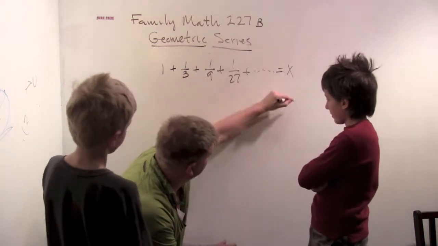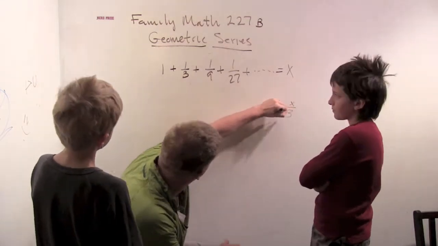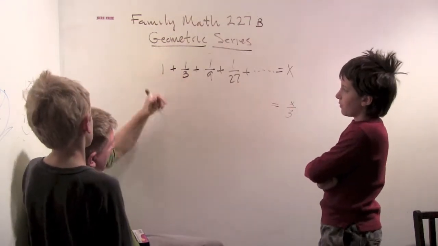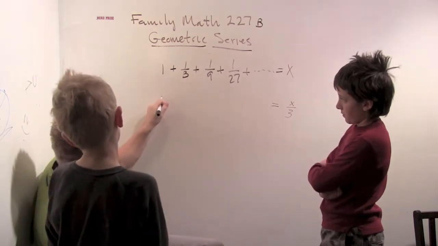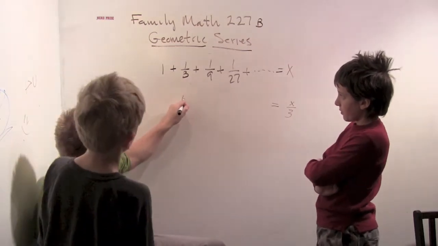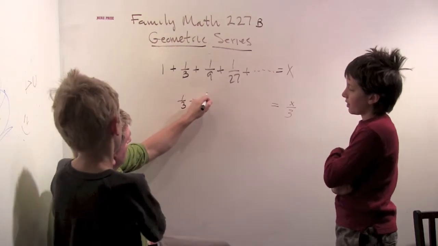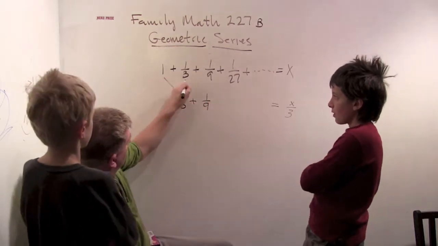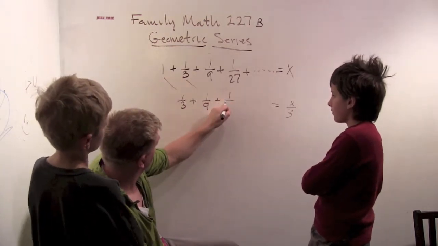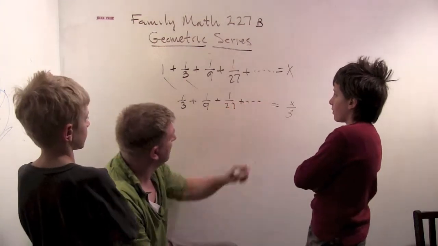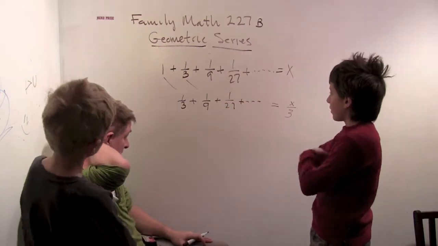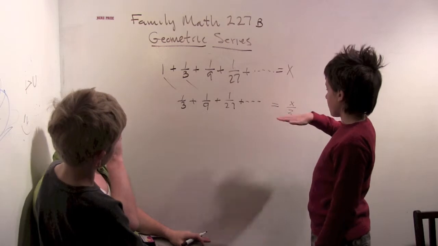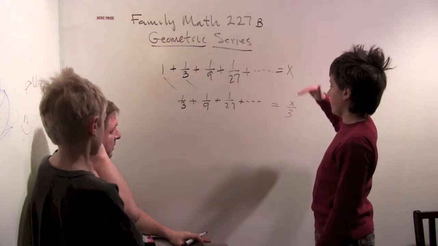You get x over 3. I get x over 3. And what do I get when I multiply this series over here by 1/3? You shift it over. You get 1/3 plus 1/9 plus the 27th. Okay, what subtraction do I want to do now? Well, probably you subtract x over 3 from x.